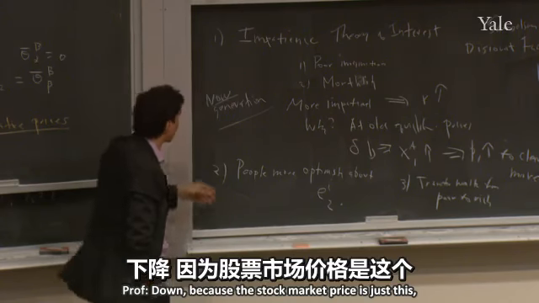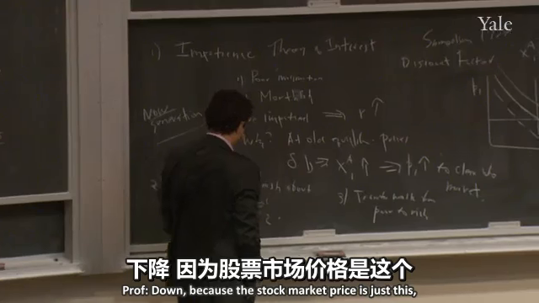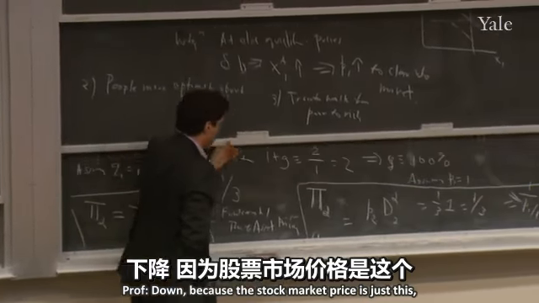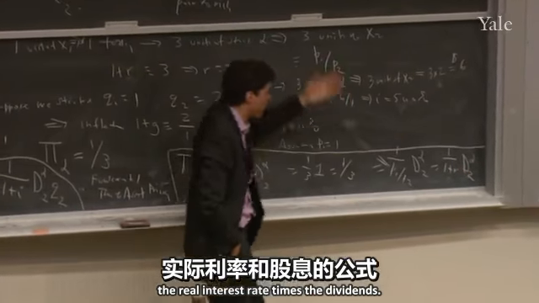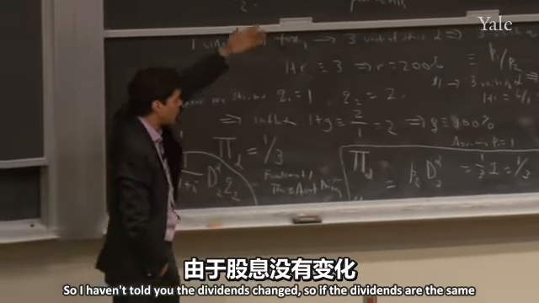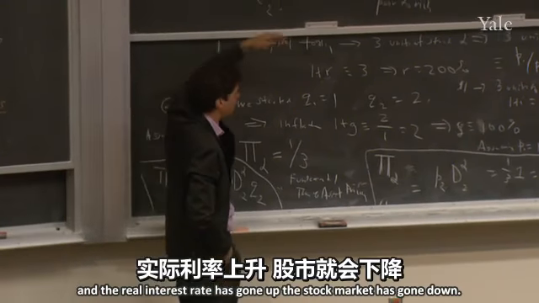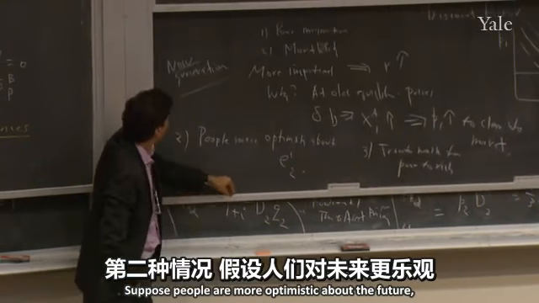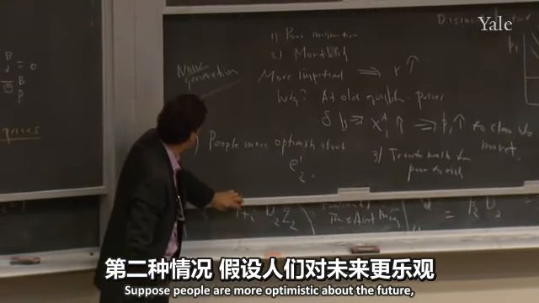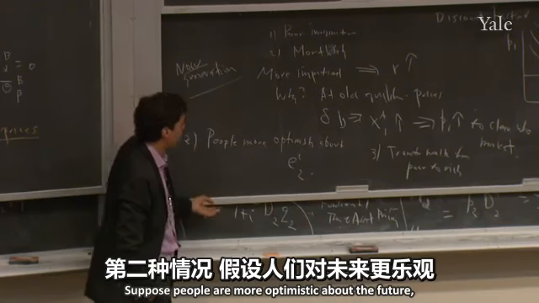Down, because the stock market price is just this: the dividend divided by the real interest rate. I haven't told you the dividends changed. So if the dividends are the same and the real interest rate's gone up, the stock market's gone down. So what happens if, suppose people are more optimistic about the future.